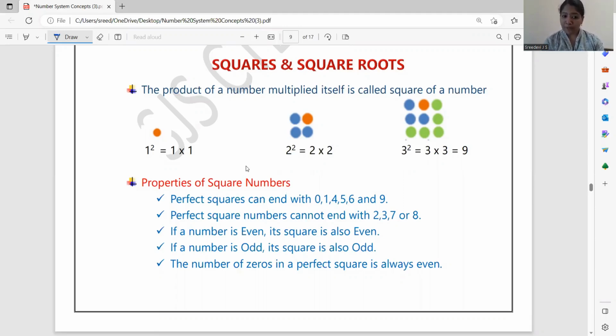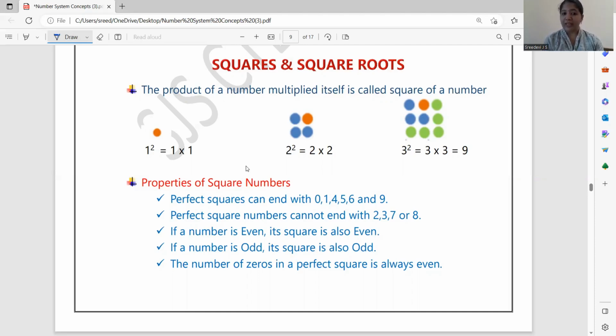Then what are the properties of square numbers? See everyone, these properties will help you to analyze and easily understand the MCQs asked in the examination. See, perfect squares can end with 0, 1, 4, 5, 6 and 9. The perfect squares can only end with these numbers, and perfect squares cannot end with 2, 3, 7 and 8. So the unit digit of a perfect square number cannot be 2, 3, 7 or 8.